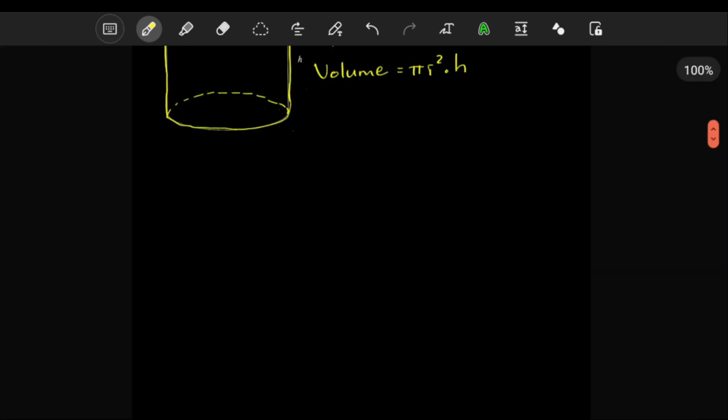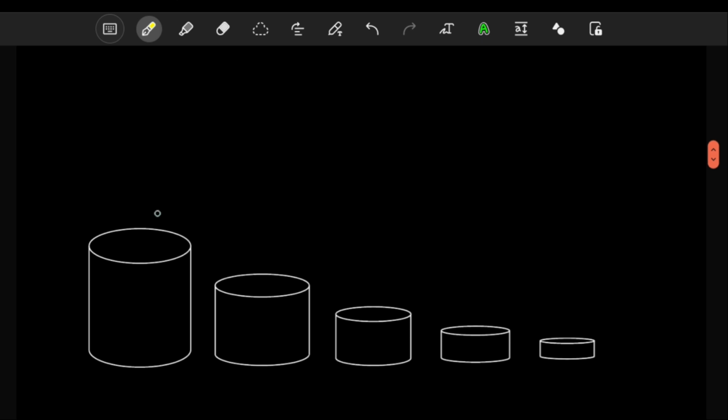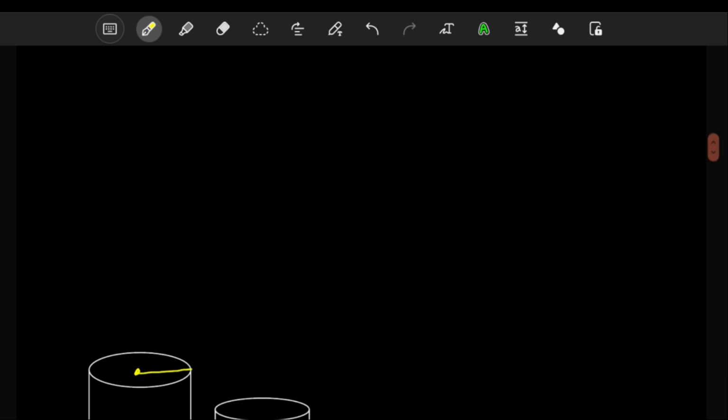That deals with volume, and it doesn't matter what kind of cylinder you're working with. If it's a small one, big one, it doesn't matter. Your radius is always going to be from the start here until the edge. That will always give you your radius, even for these smaller ones. Same idea.